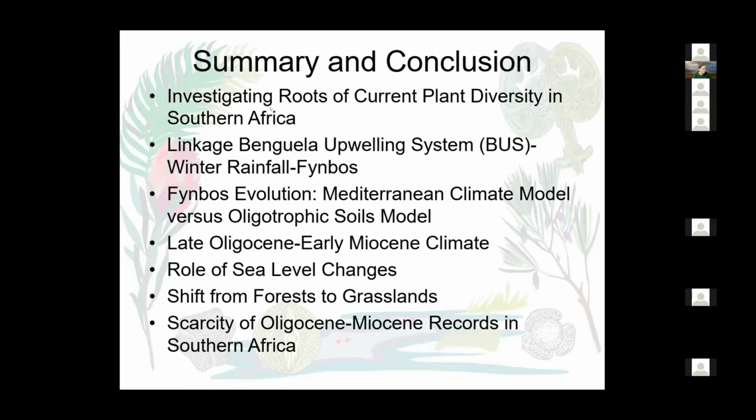And so in summary and conclusion, we want to investigate the roots of the current plant diversity in South Africa. We want to establish a link, or test a link, between the Benguela upwelling system and the establishment of the winter rainfall fynbos. And then we have to deal with two contrasting models. One is called the Mediterranean climate model, the other one, the oligotrophic soil model. And as you have seen, there are strong changes which make this time period, late Oligocene, early Miocene, very important in climate, but also in sea level and also in CO2 partial pressure. So overall, this period is characterized by an increasing shift from forest to more open environments. But as you have seen, we have a scarcity of Oligocene, Miocene records in South Africa. And with that background information, I will hand over to Moteng.